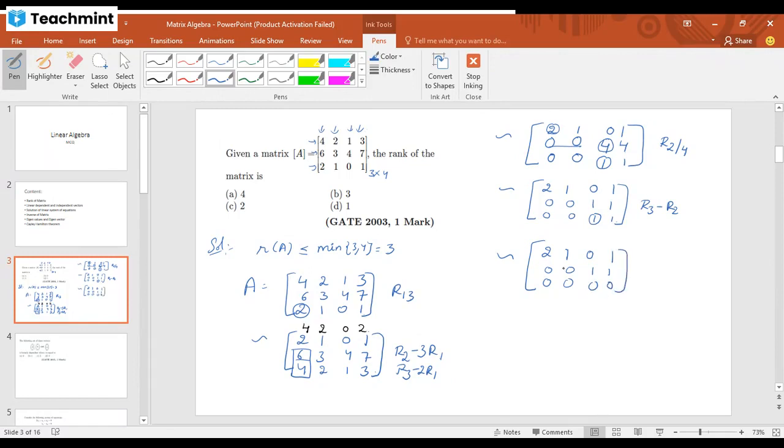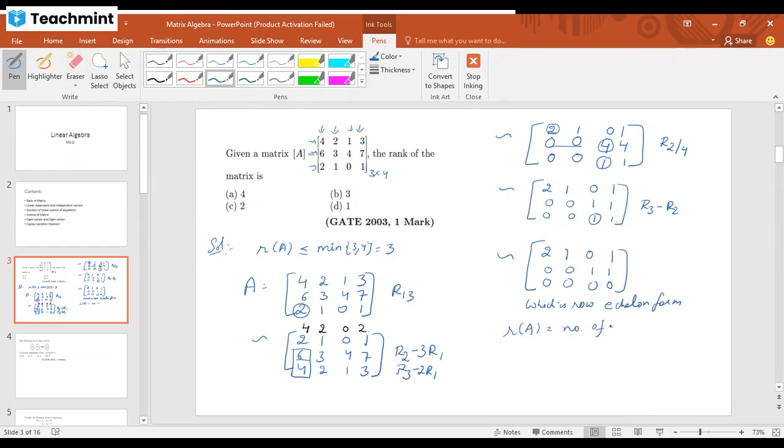Now clearly it is a row echelon form, because the number of 0s preceding the first non-zero entry increases row by row. Here we have a 2 0, here we have a 4 0. Which is a row echelon form. And if a matrix reduces into row echelon form, then the rank of a matrix is equal to the number of non-zero rows we are left with.